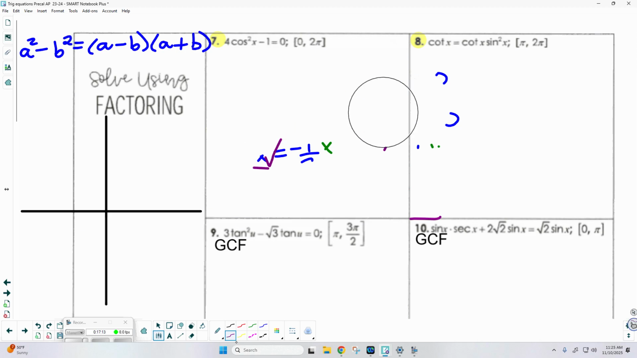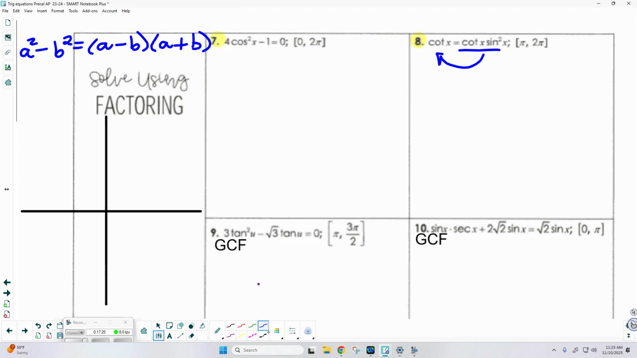Number 8. Now, if you're thinking that factoring is the way you're going to go, you want to go ahead and set your equation equal to 0. So let's go ahead and take this product right here. Why don't we subtract it over? So I'm going to go ahead and say cotangent of x minus cotangent of x times sine squared of x. Is everybody okay with that?